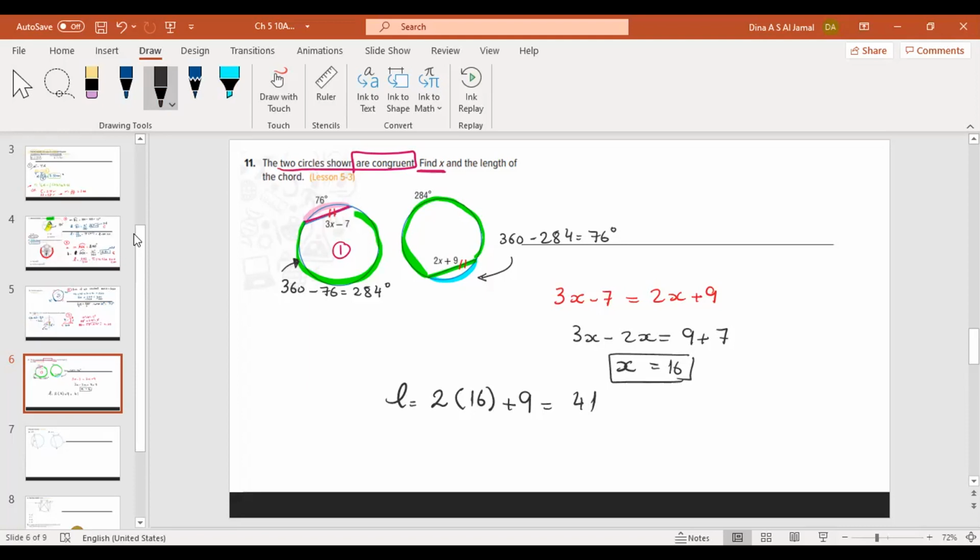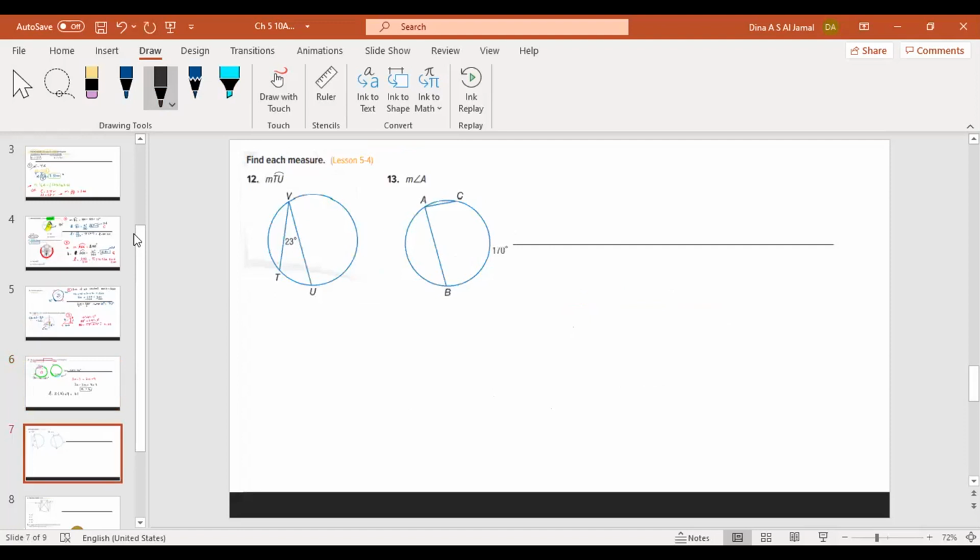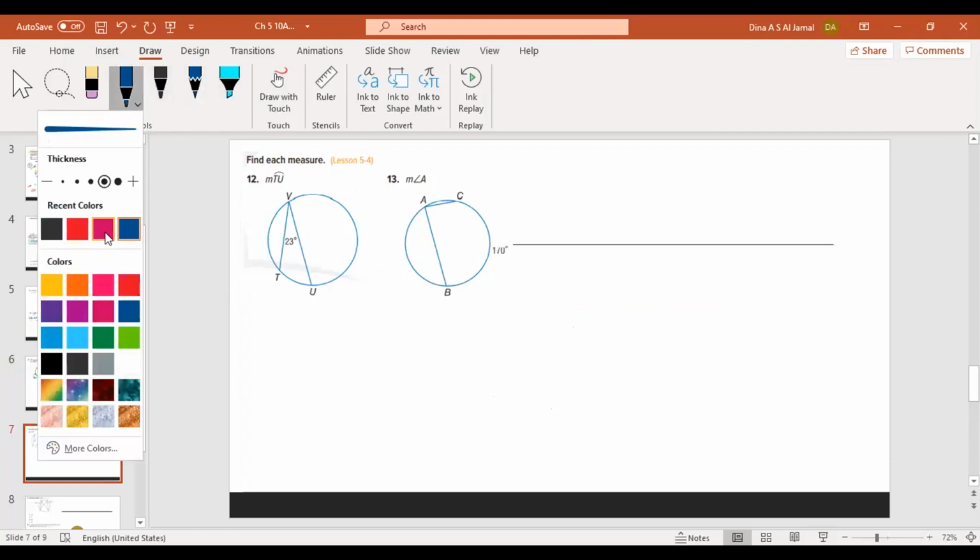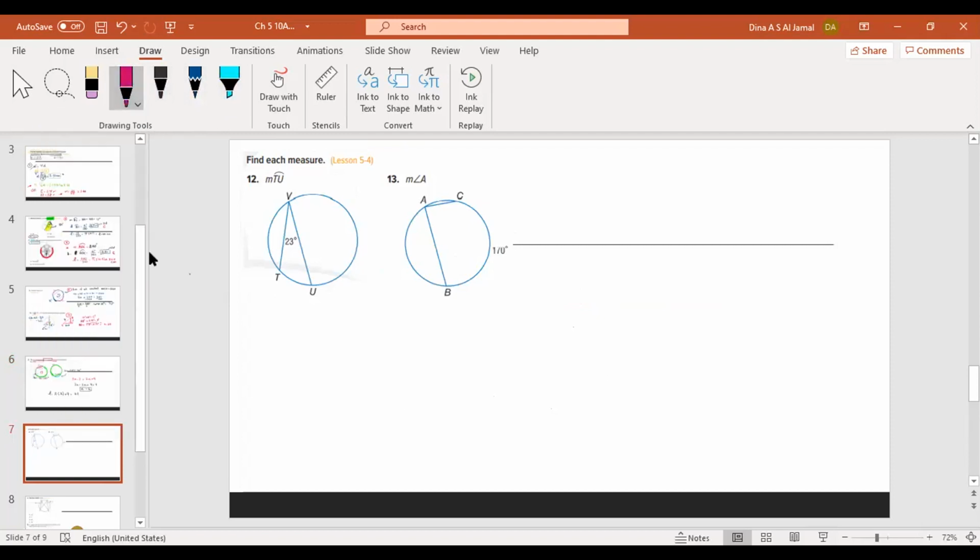Good. And you have no units here. Let's go to this question. It's related to lesson 4. Now, he's asking you, find the measurement of TU.